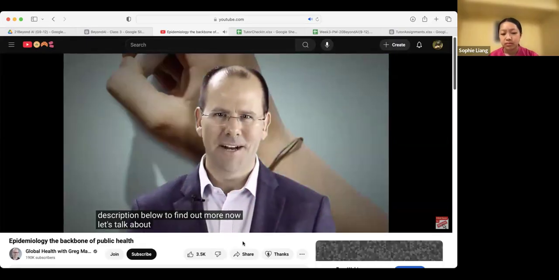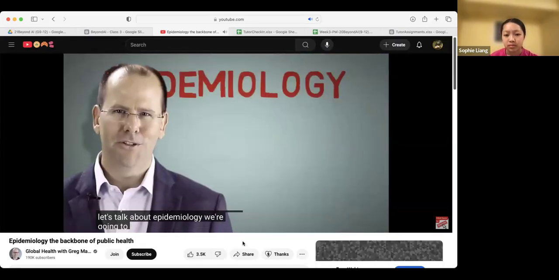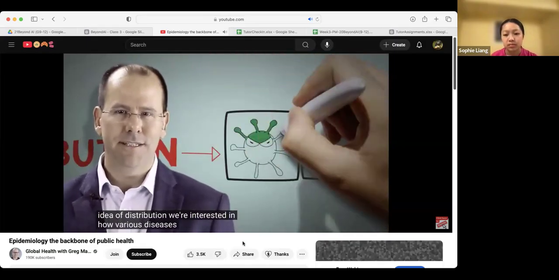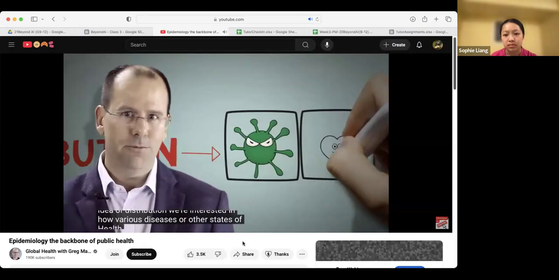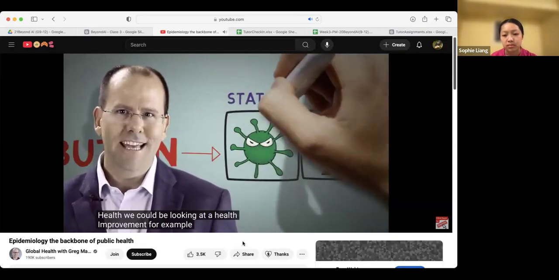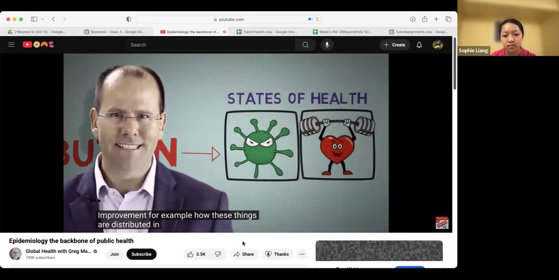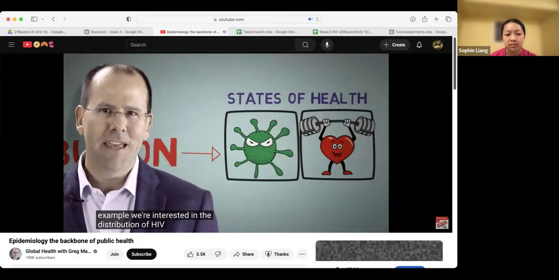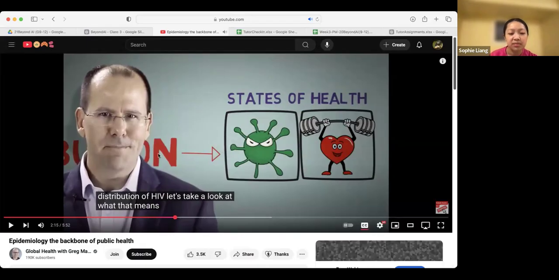Now, let's talk about epidemiology. We're going to start off by talking about this idea of distribution. We're interested in how various diseases or other states of health, we could be looking at a health improvement, for example, how these things are distributed in society. So if, for example, we're interested in the distribution of HIV, let's take a look at what that means. This distribution thing is kind of like the descriptive branch of epidemiology. And then the other one, causation, is like the analytical part.